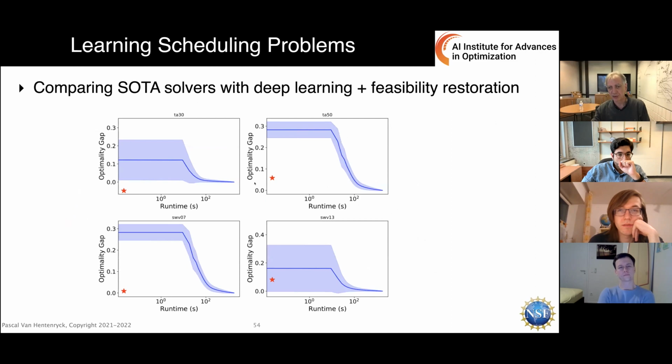The star that you see there is the behavior of the optimization proxy plus feasibility restoration, and you can see the optimality gap on the y-axis. In a very small amount of time, you typically have a performance that takes a very long time for the state of the art, in this case the CP optimizer, to achieve. You can see the times it takes for the CP optimizer to get close to that quality, and sometimes it doesn't even get there within the time limits that we put.